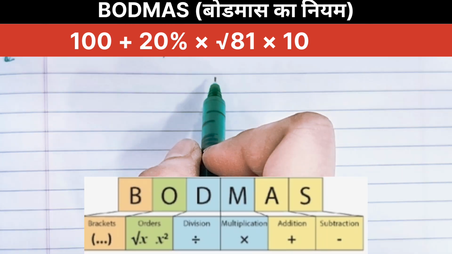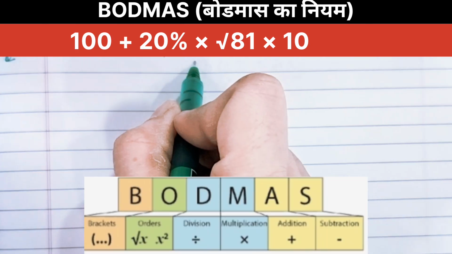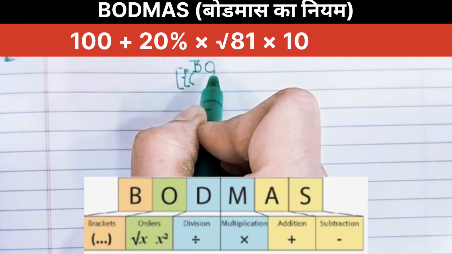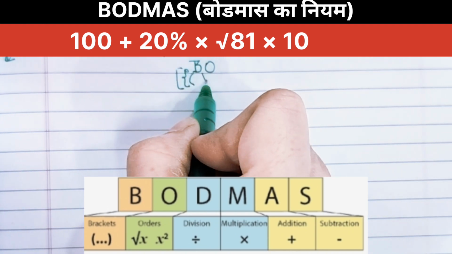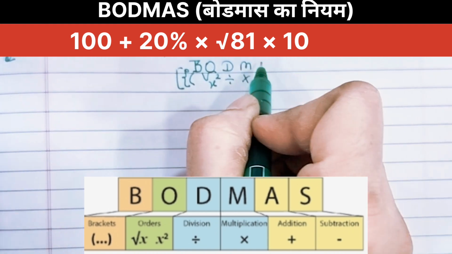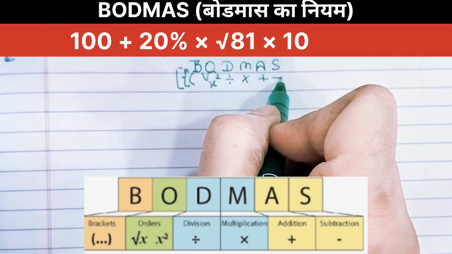The BODMAS rule dictates the correct order of operation. First we solve brackets: small bracket, curly bracket, then square bracket. O stands for order, or we convert into multiplication; we solve roots and exponents. D stands for division, M stands for multiplication, A stands for addition, S stands for subtraction.